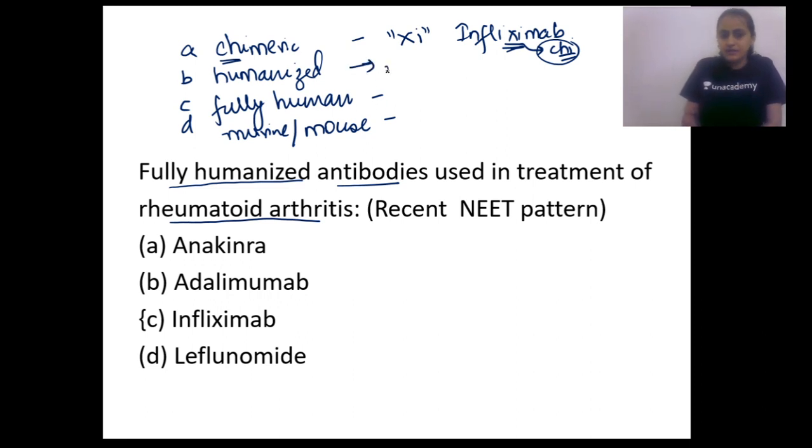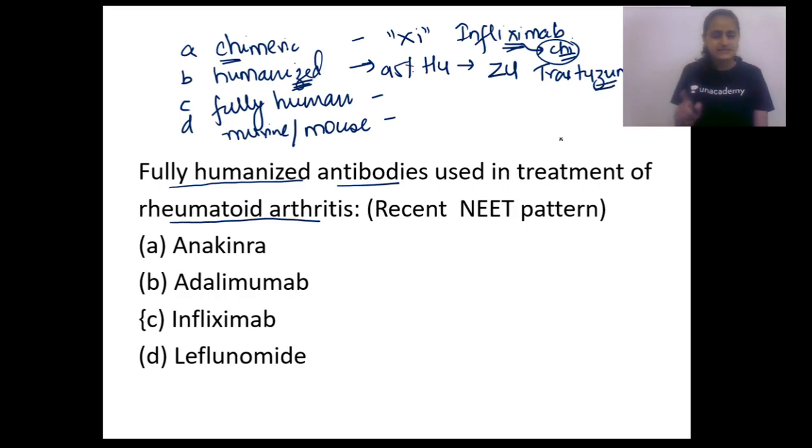Humanized antibody means it is just 95% human. It is not fully human. So in the name of the antibody, for humanized, Z, you will have ZU. Example, trastuzumab. ZU tells you that it is humanized. It is not chimeric, it is not fully human, it is not murine. So from humanized Z, remember ZU.